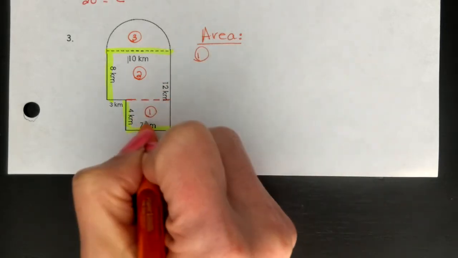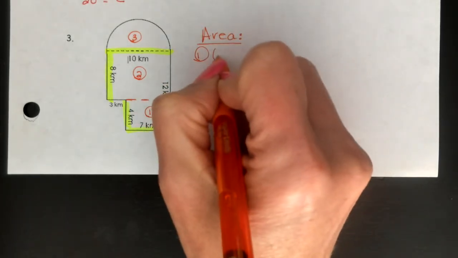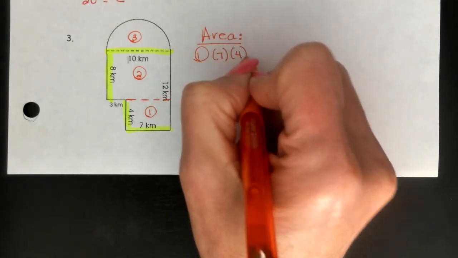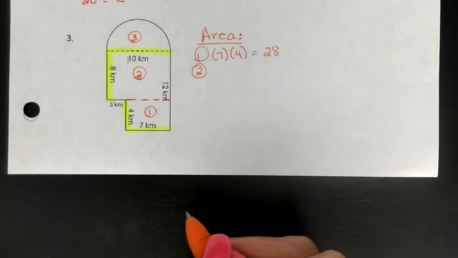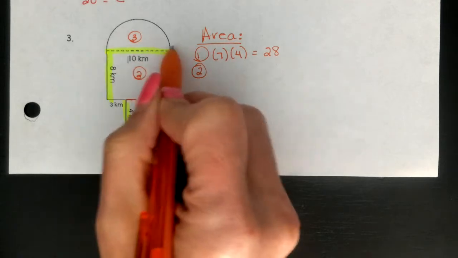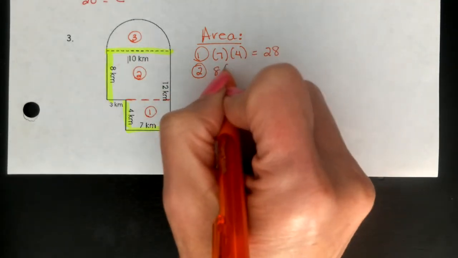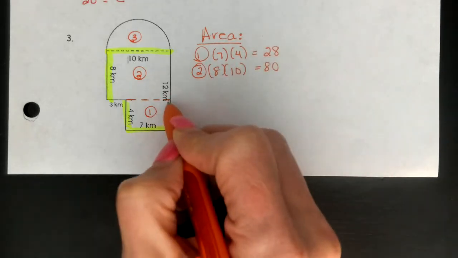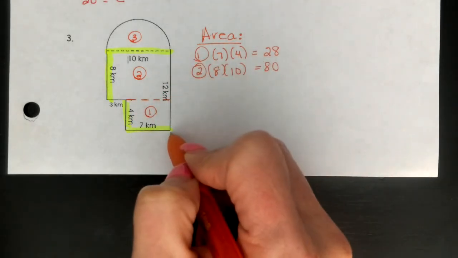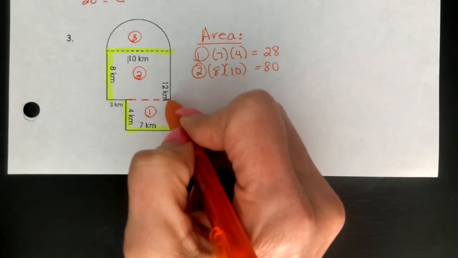So our area is a 4 by 7 or 7 by 4. Doesn't matter which way you put it. Multiplication is commutative. That's going to be 28. My other rectangle is an 8 by 10, which is 80. Now remember, this 12 is the entire distance. So that's why I'm not using that 12.